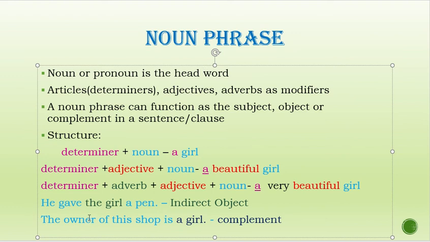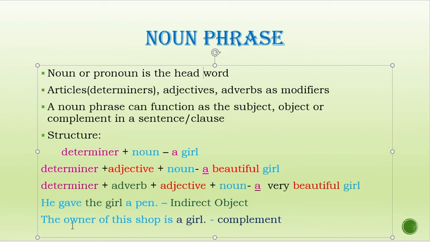To whom he gave the pen? Or he gave the girl. What he gave? A pen. It is indirect object. To a pen is here indirect object, so it is object. It means a pen is also a noun phrase and it works as an object.